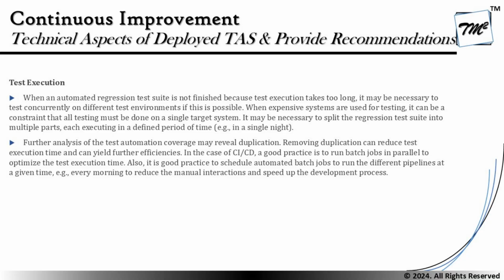Let's further add to the next topic, and the next topic we have is, of course, to talk about test execution. Indeed, test execution is one of the great candidates to improve. And here we are talking about when an automated regression test suite is not finished because the test execution takes too long. It may be necessary to test concurrently on different test environments if this is possible. When expensive systems are used for testing, it can be constrained that all testing must be done on a single target environment or system. It may be necessary to split the regression test into multiple parts, each executing in a definite period of time. So indeed, we understand regression testing is something which is unpredictable over a period of time.